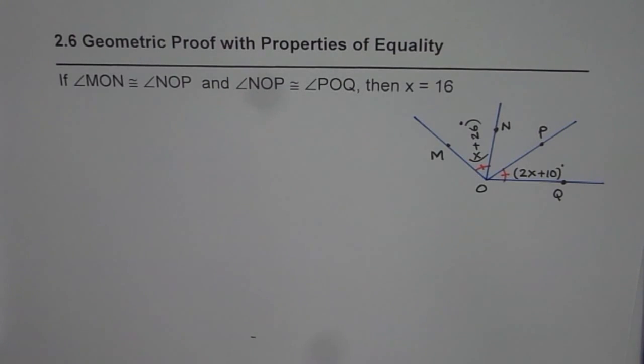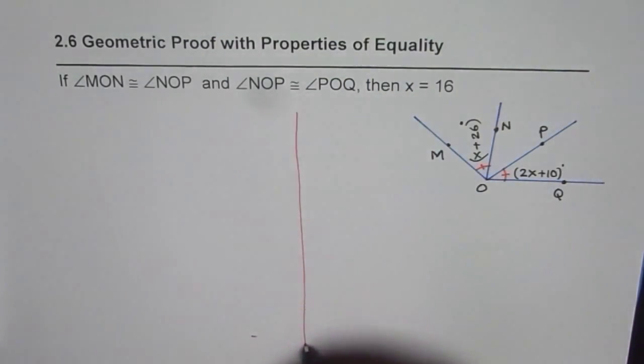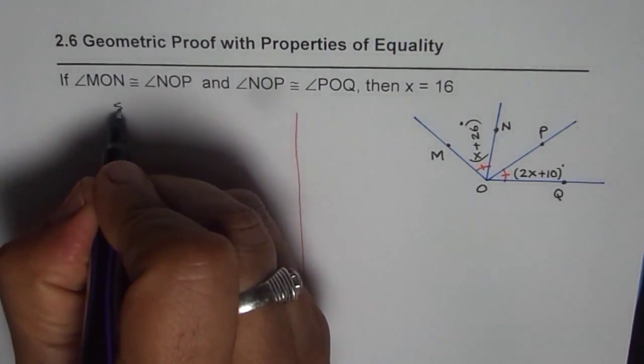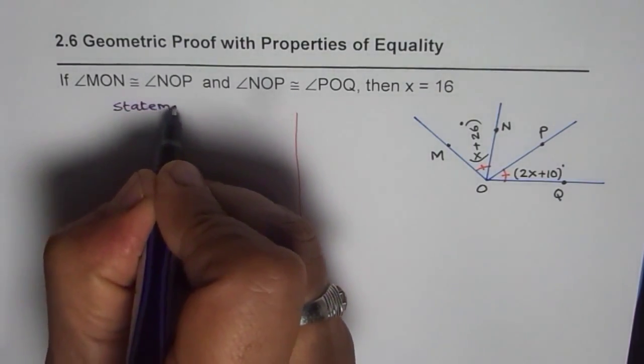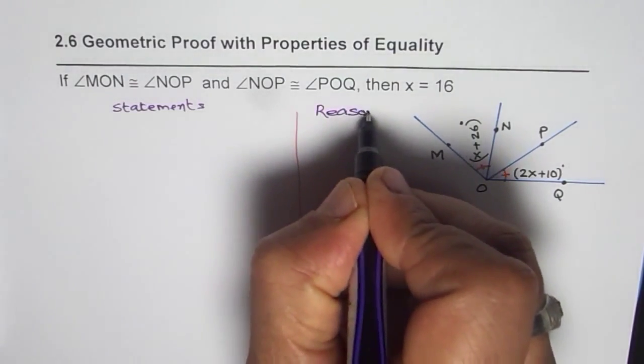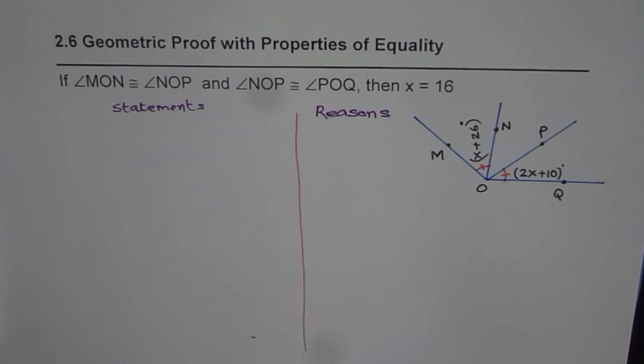Now the best way to prove it is to use a two-column proof, right? In a two-column proof, we write statements on one side and reasons on the other. So let's divide this page into two columns, and let's put statements on one side and reasons on the other. In geometry, it is extremely important to justify each and every step using postulates, theorems, and properties, right?